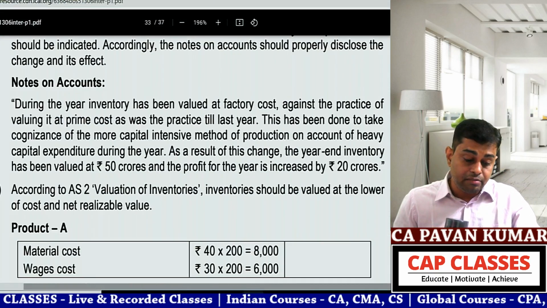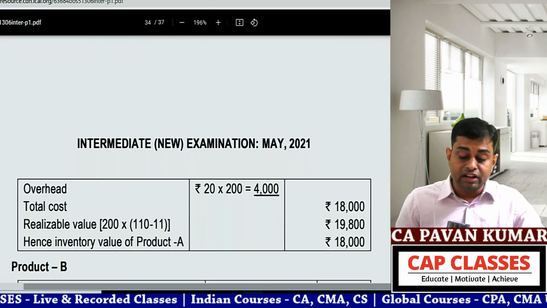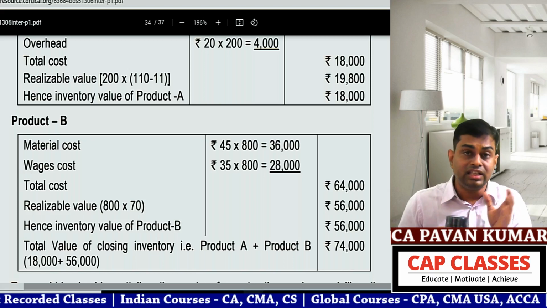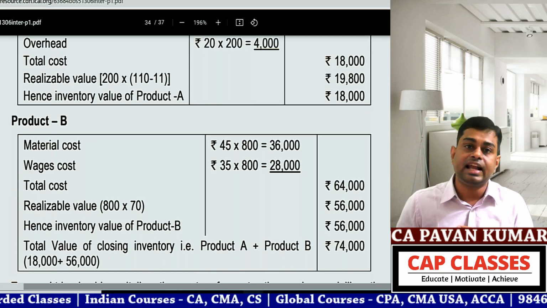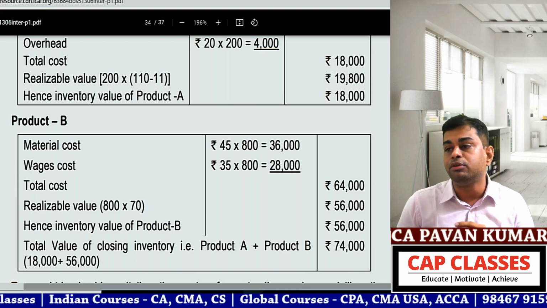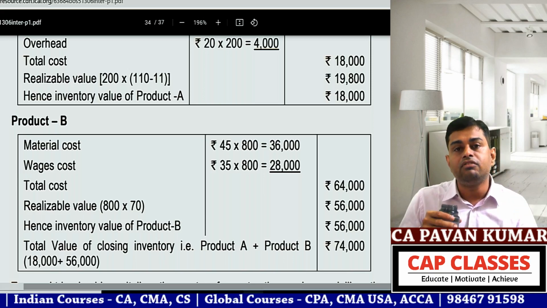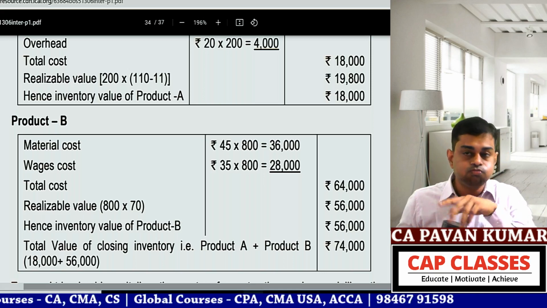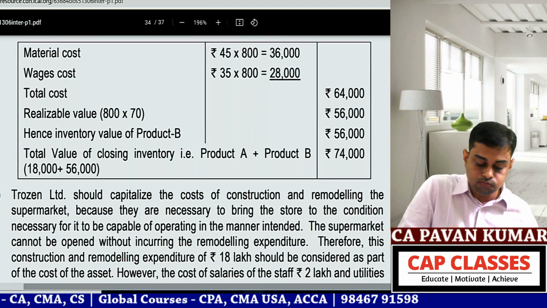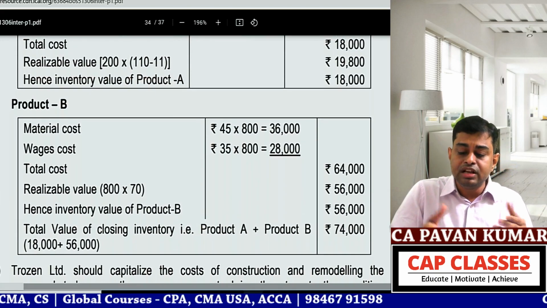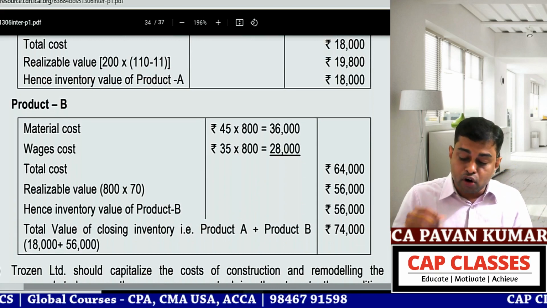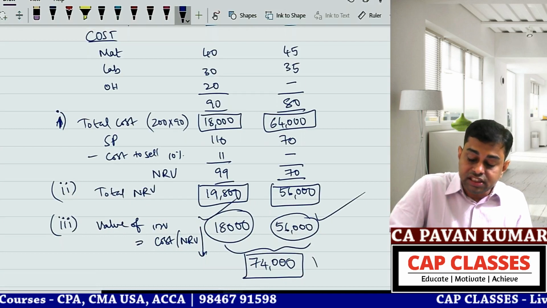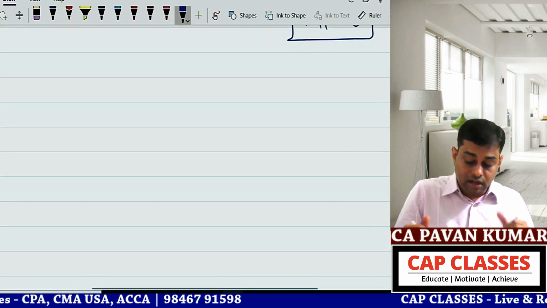Just go to ICAI material and see the answer. They have put it in a different shape, but finally they got this answer only. 18,000. Their table is different. Pavan sir, can I follow your table? Close your eyes and follow my table, no problem. 100% what we have done is correct. That's all. First one, product A 18,000, product B 56,000, total put together is 74,000. That is our answer also.